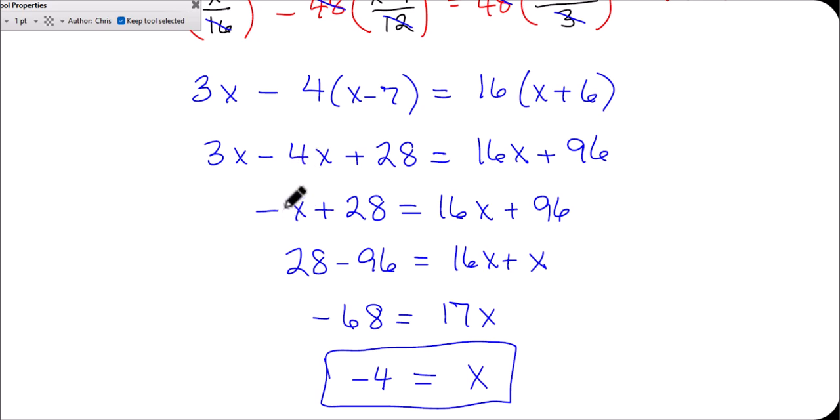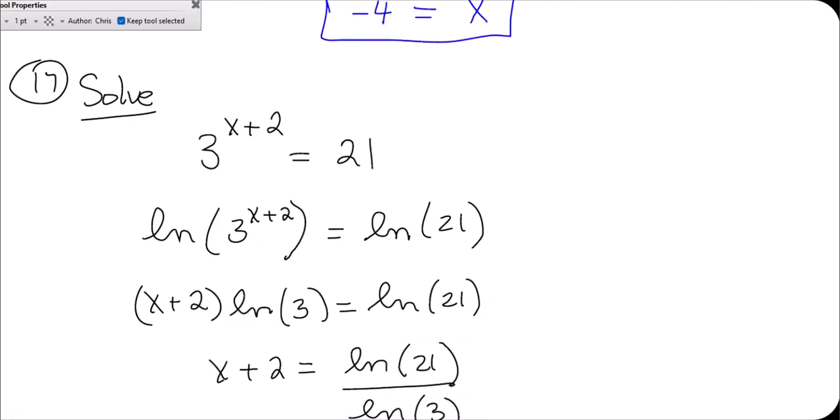Let's see, I'm going to get the x terms together, so that's 16x plus x, 17x. I'm going to move the 96 over, so I get 28 minus 96. I get a minus 68. And then divide both sides by 17. And so I get x equals minus 4.